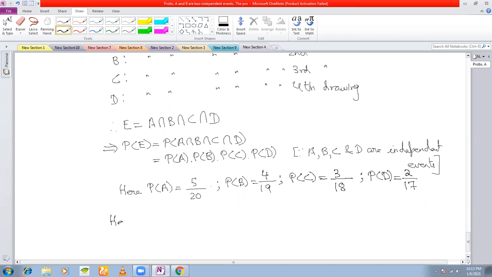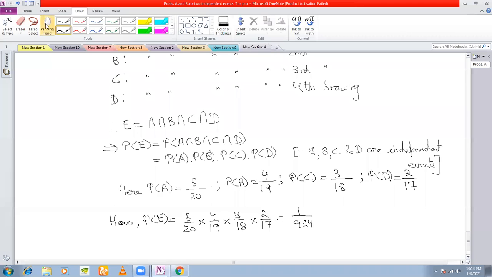Hence, what is the probability of the event? It is equal to 5 by 20 into 4 by 19 into 3 by 18 into 2 by 17. That's it. You calculate this to be 1 by 969. Is this problem clear?